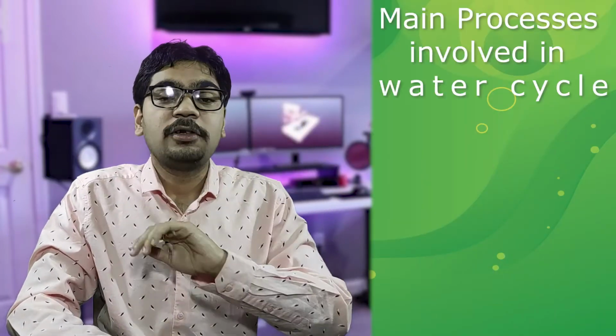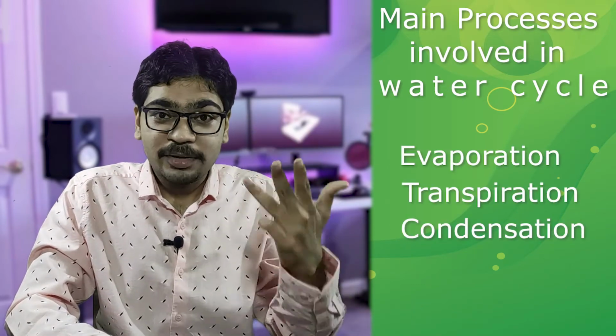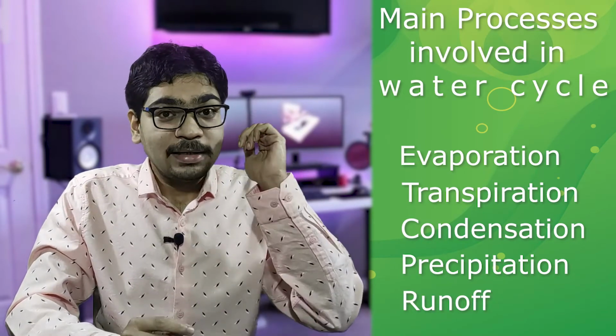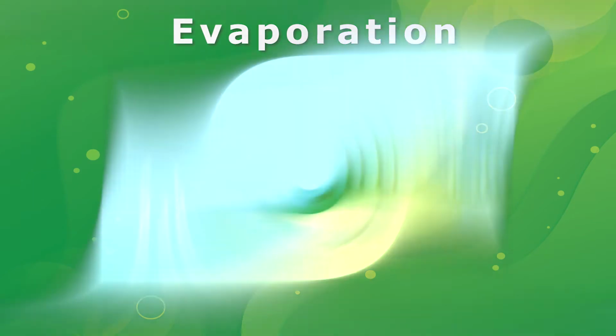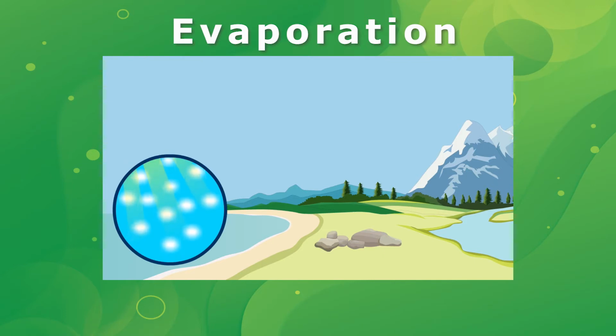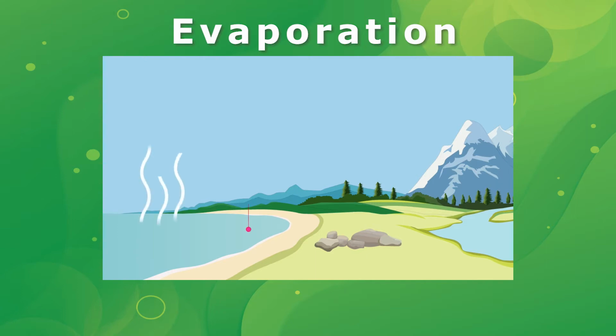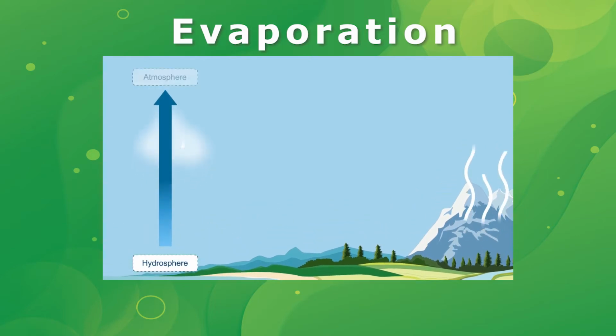So if we look broadly, there are 5 main processes involved in the water cycle. These are evaporation, transpiration, condensation, precipitation and runoff. So let's discuss them one by one. Evaporation. One of the major processes in this cycle is the transfer of water from the surface of the earth to the atmosphere. By evaporation, water in the liquid state is transferred to the gaseous or vapor state. This transfer occurs when some molecules in the water mass have attained sufficient kinetic energy to eject themselves from the water surface.